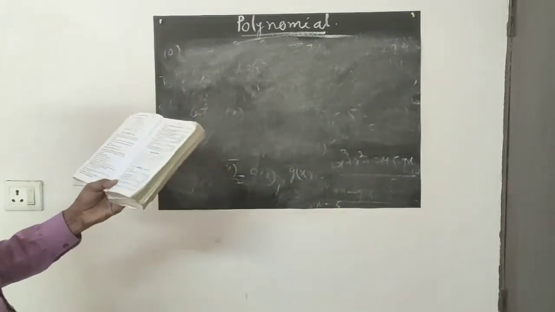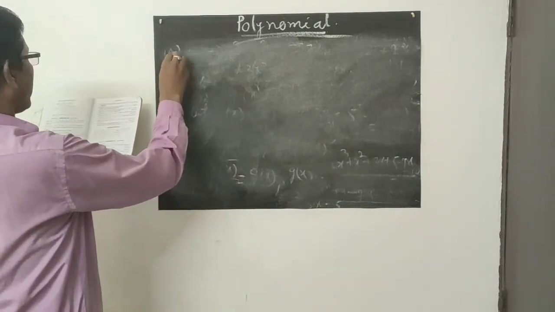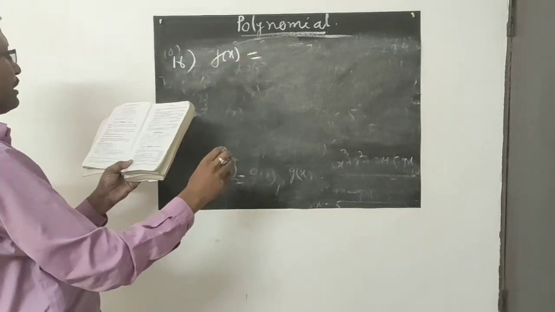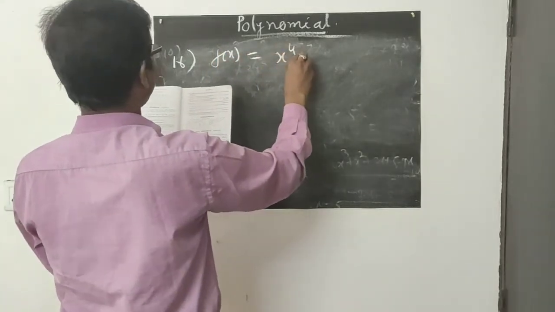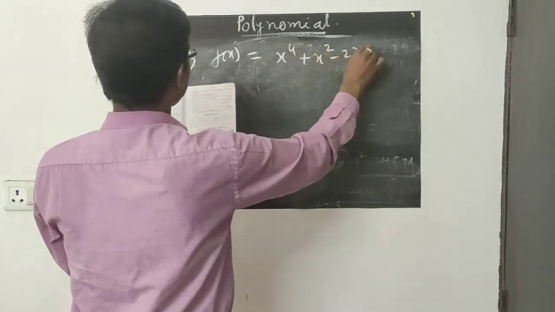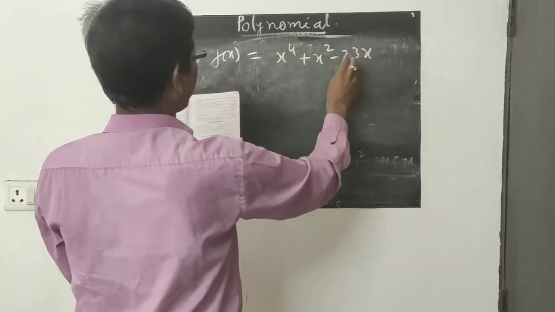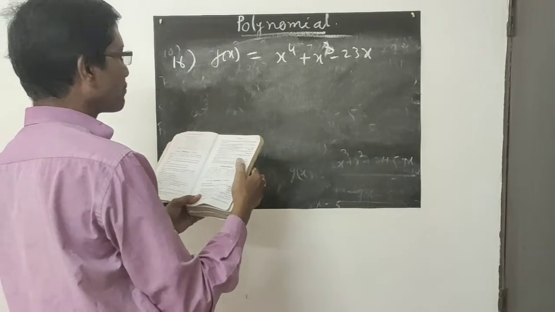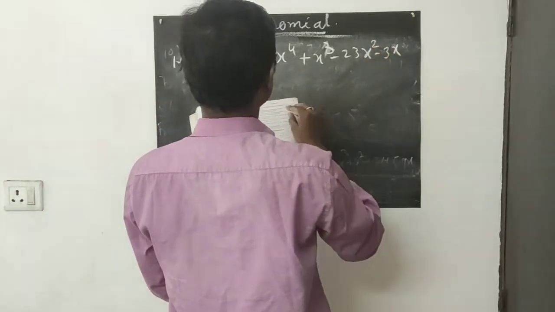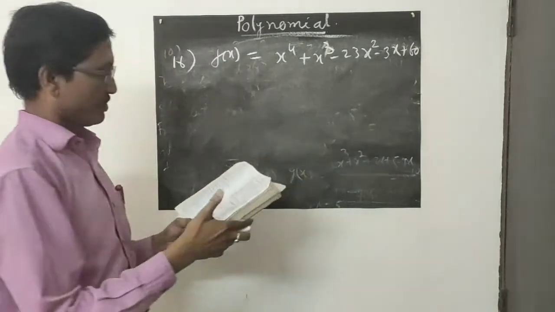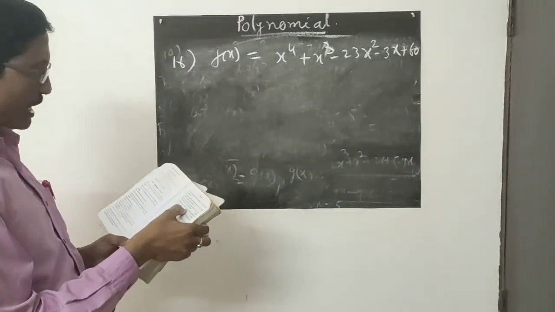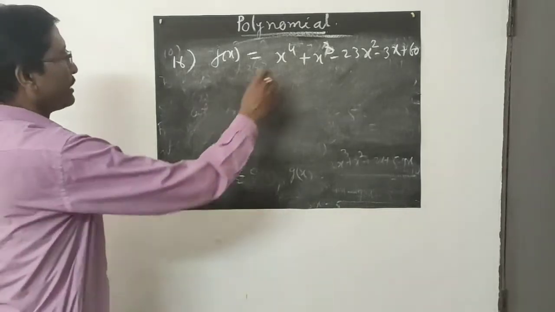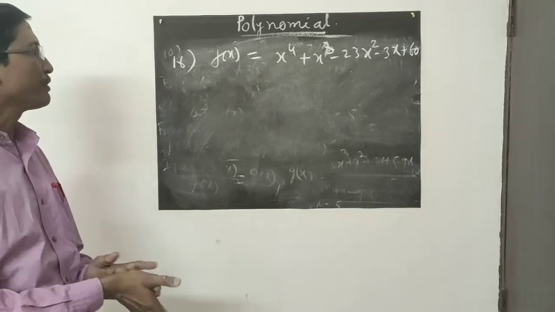See this question, question number 16. Suppose f(x) is equal to the given polynomial, x4 plus x cube minus 23x square minus 3x plus 60. It is given that 2 of its zeros are root 3 and minus root 3. Then find all other zeros.